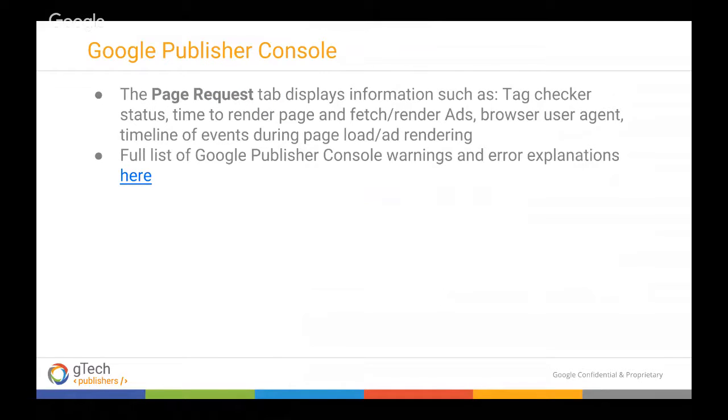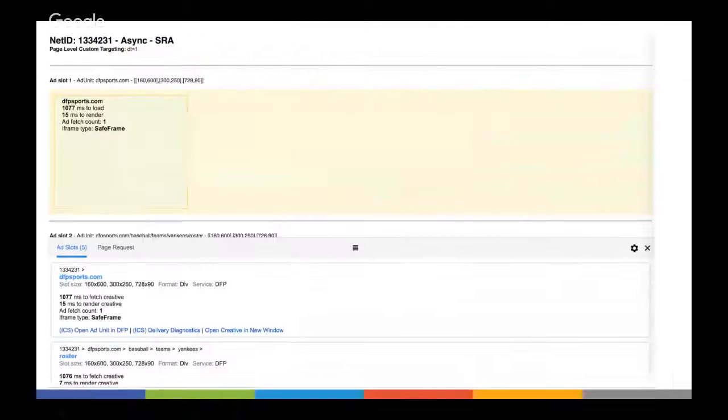Again, as I already showed, the page request tab displays the information relative to the timing events within the tagging setup. Also, the full list of the warnings and errors that might appear on the Google Publisher Console can be found on our Help Center. Once you get hold of the presentation, you will have access to the URLs to the Help Center itself. And this is simply a screenshot of the tool itself.